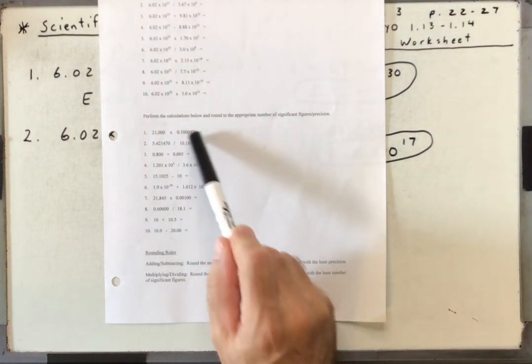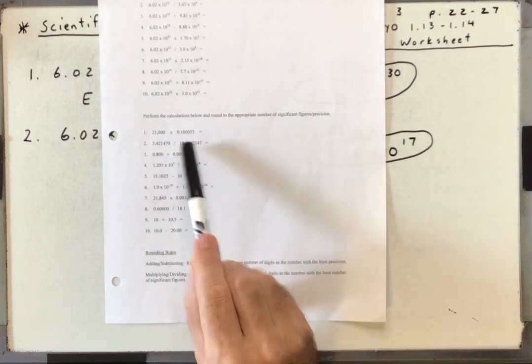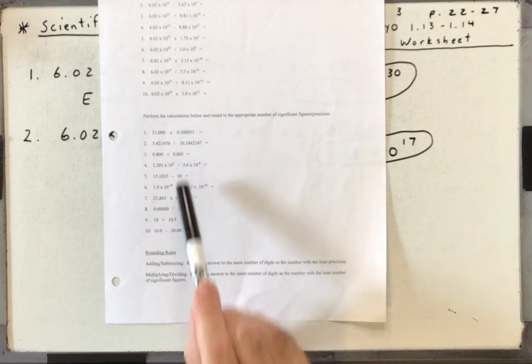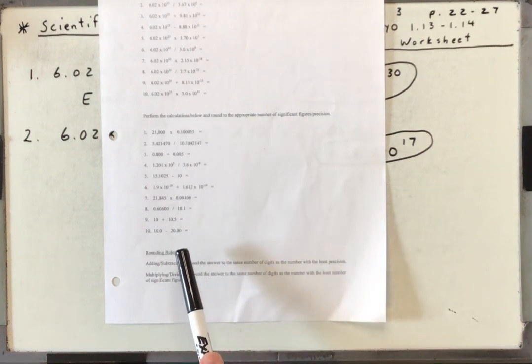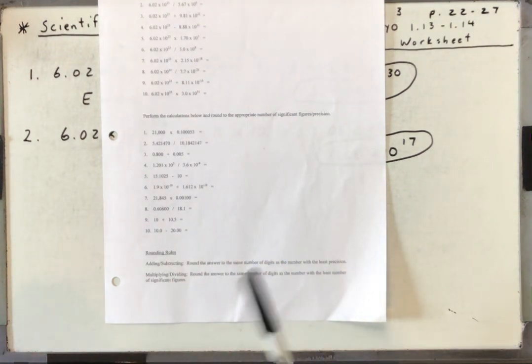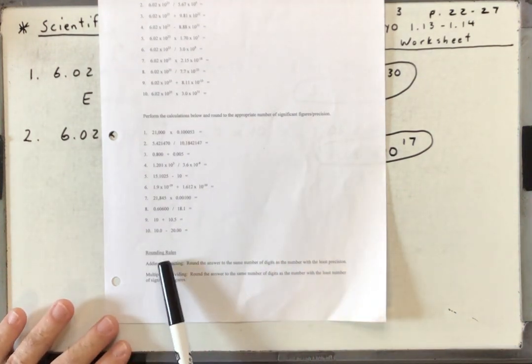And then, of course, where you are adding and subtracting and rounding to the appropriate number of significant figures, just look back at your notes at the bottom of page 4 for those. And then the rounding rules, I reminded you down here at the bottom for that.